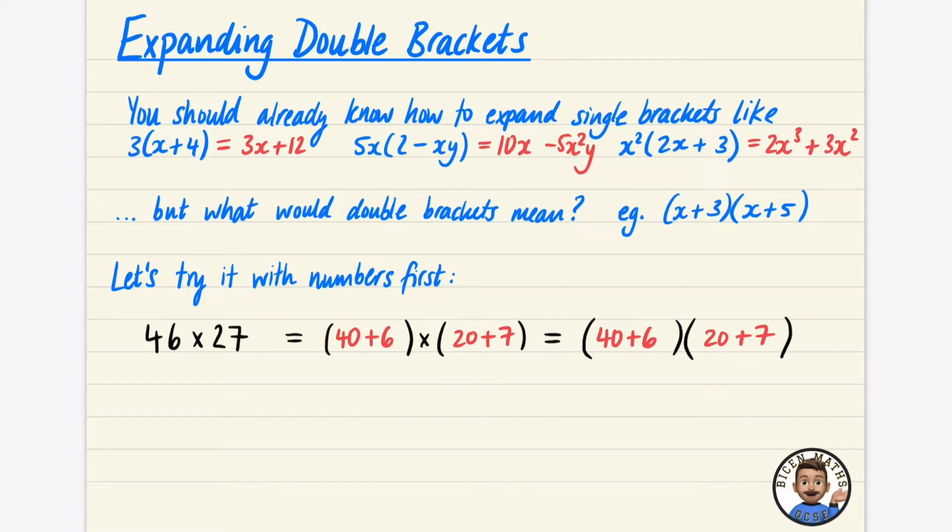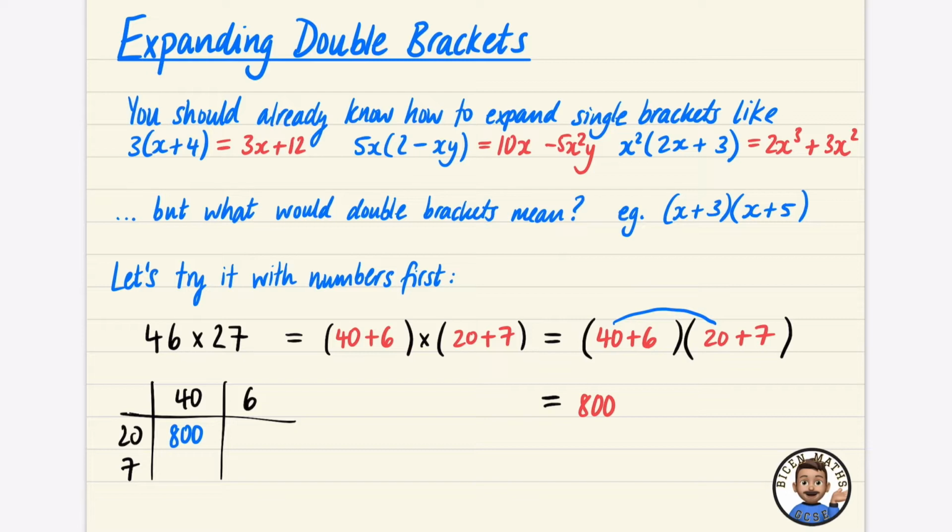One of the ways that people do this, if they did the grid method when they learnt multiplication, is they might say it as a 40 and a 6 and a 20 and a 7, and they would multiply each of those parts together. This is going to be the same thing as expanding this double bracket over here. So the first thing you might come up with is the 40 times the 20, which is 800. I'm going to write it over here as well: 40 multiplied by 20 was 800.